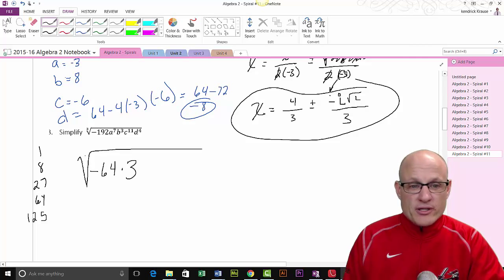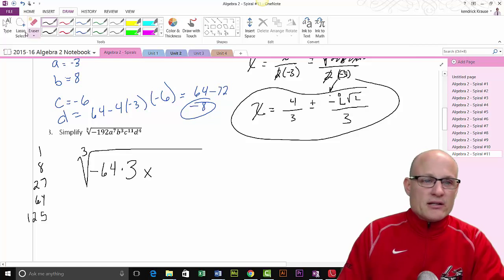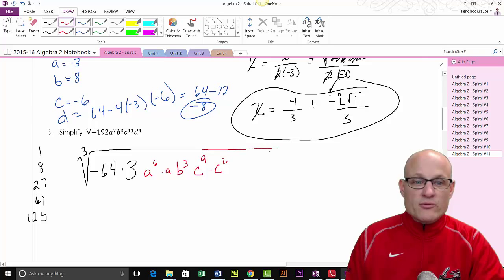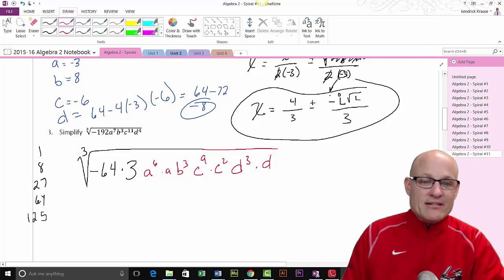And now we're looking for groups of 3 because this is a cube root. So we're going to do x. Ooh, what the heck? There's no x in this thing. So we're going to do a to the 6 times a. B cubed is already a multiple of 3. C to the 9 times c squared. We're just looking for multiples of 3. D cubed times d. So there's 4 d's, there's 11 c's, 3 b's, and 7 a's.